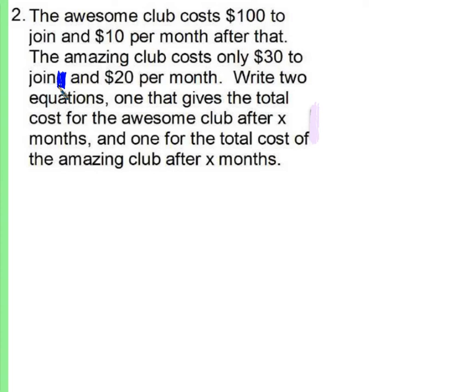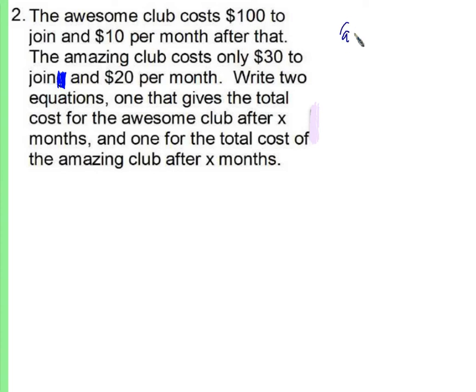Since most of us didn't get the chance to do that, let's just ponder that for a second. We have the experience of equation writing in the previous problem. So take a couple minutes and write both of these equations, okay? Write the one for the Awesome Club, one for the Amazing Club.